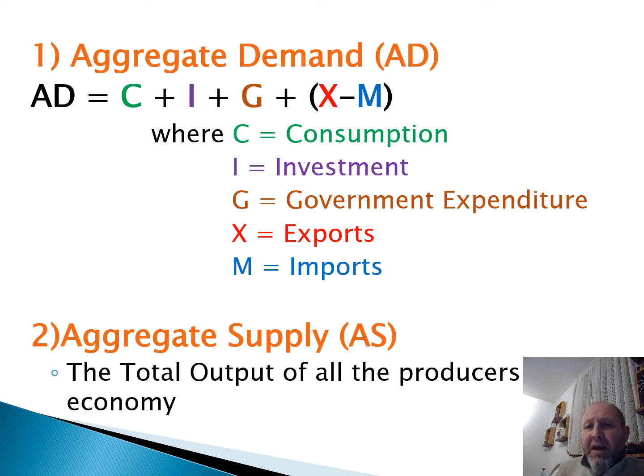Super! Let's try the bigger little voice. AD is? C plus I plus G plus X minus M. Now, what should we do? I know. Big little voice, what does the C stand for? I'm going to need some practice here. Little voice, what does the C stand for? I don't know. Okay, so let's do it together.